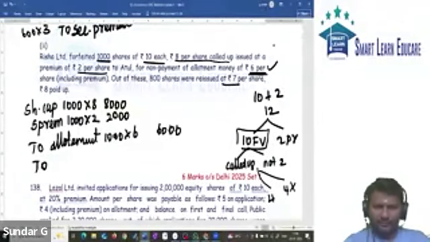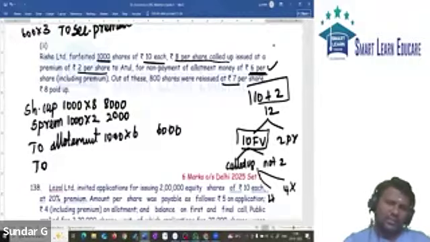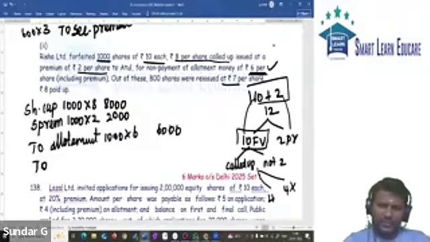I will repeat. See, total share price is 10 plus 2. In this face value 10, 2 rupees is premium. In 10 rupees, how much is called? 8 rupees is called. How much is not called? 2 rupees is not called. In 8 rupees, what is paid by the shareholder? What is not paid by the shareholder?